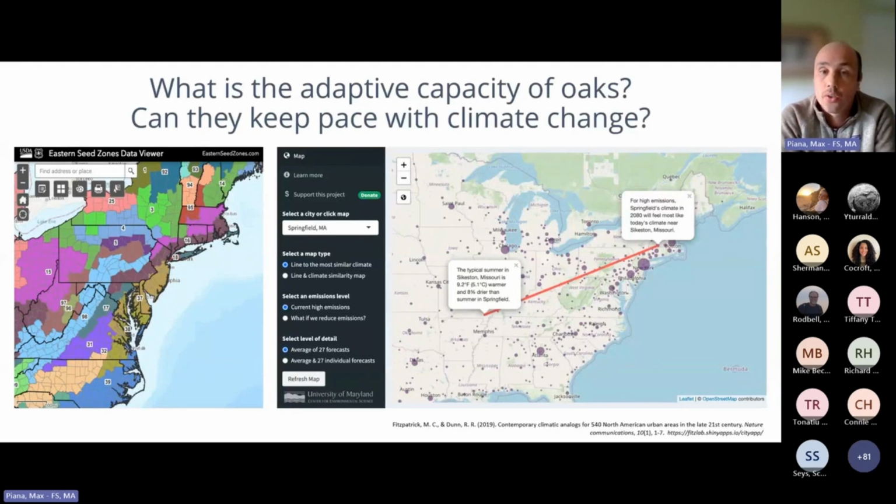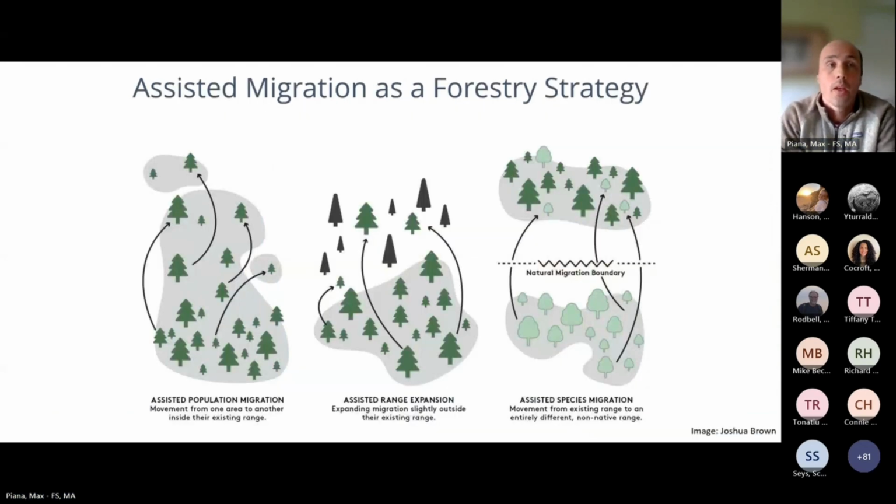So we know that our cities are 2 to 5 degrees warmer, so the pressures of climate change are already being felt within this urban ecosystem, and future changes may be exacerbated. As we start thinking about traits and climate adapted traits, this brings us to a common conversation right now within forestry and climate adapted forestry, which is assisted migration as a forestry strategy. And really there's 3 subcategories of this broader topic of moving plants to keep up with climate change, and this question of whether or not they can keep pace.